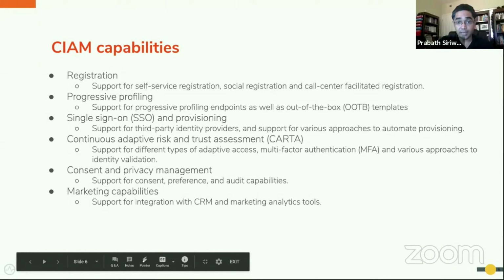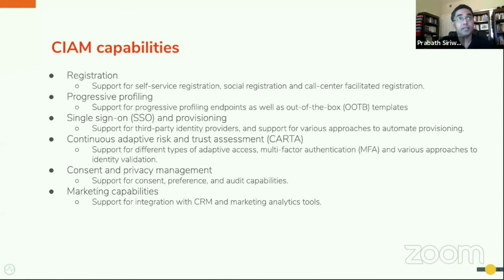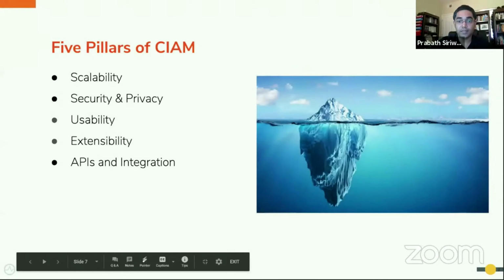When we build a CIAM solution to address these challenges, these are the core functional requirements we need to worry about. All of them are very much self-explanatory, so I won't go into the details. Then again, what matters most here is how you build these core CIAM features while addressing some of the key non-functional requirements, which we call the 5 pillars of CIAM.